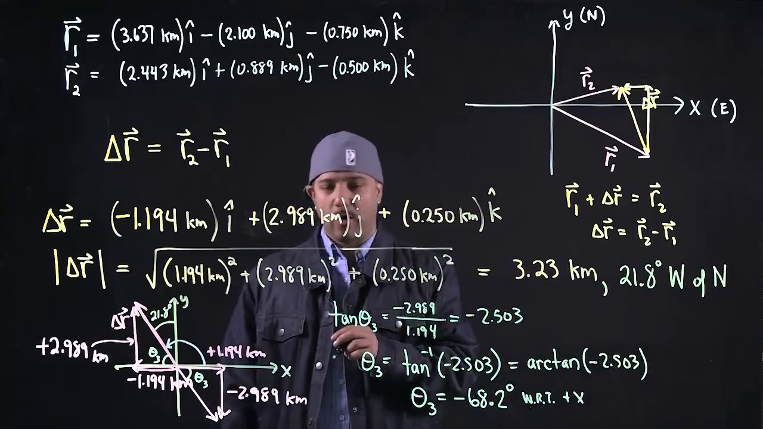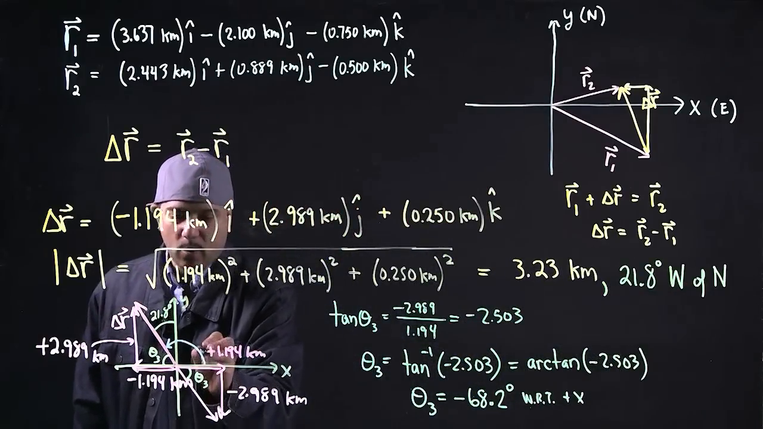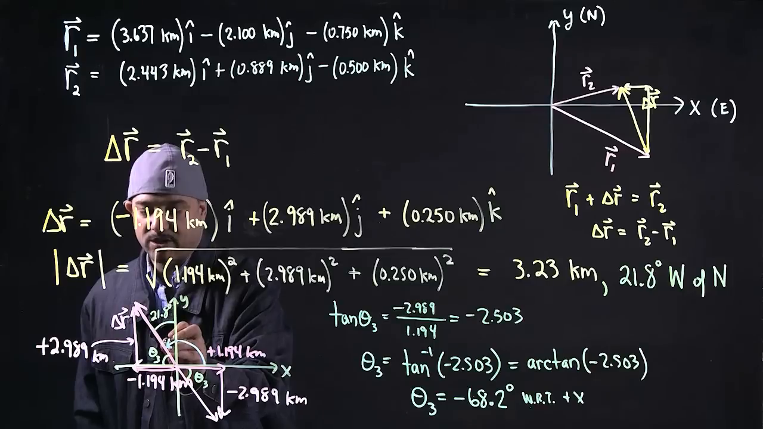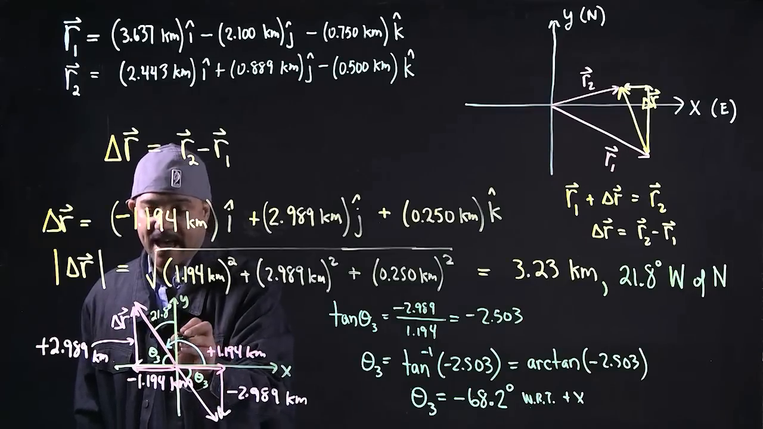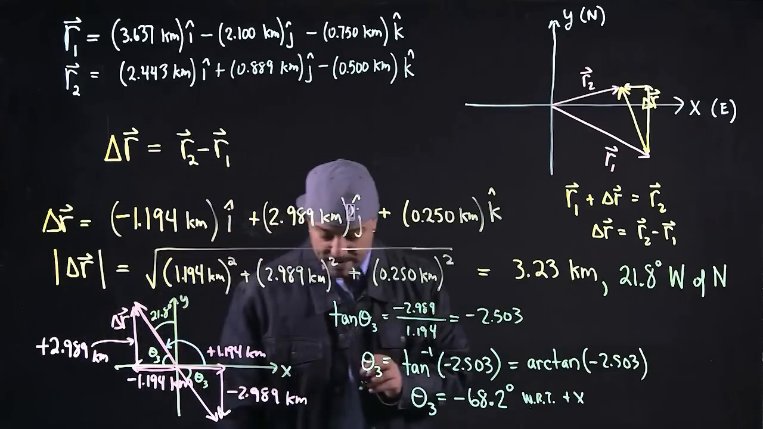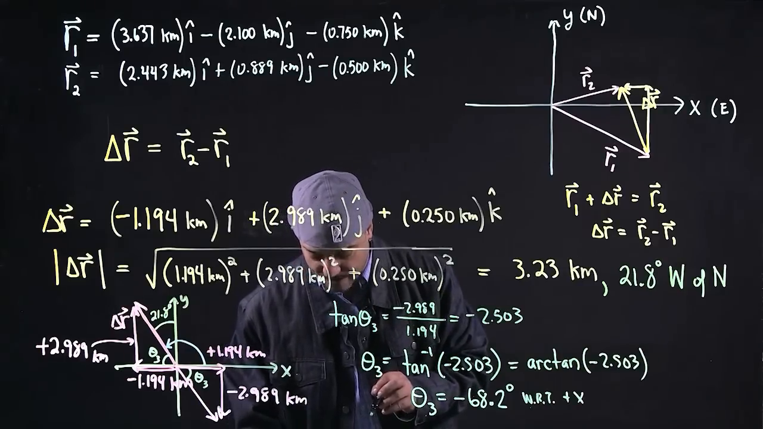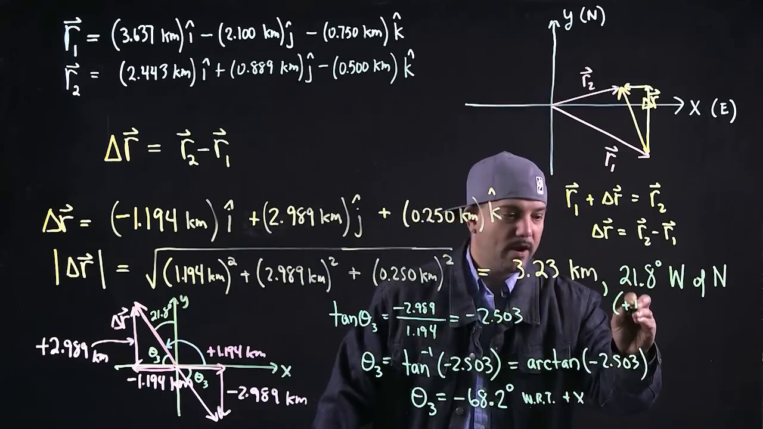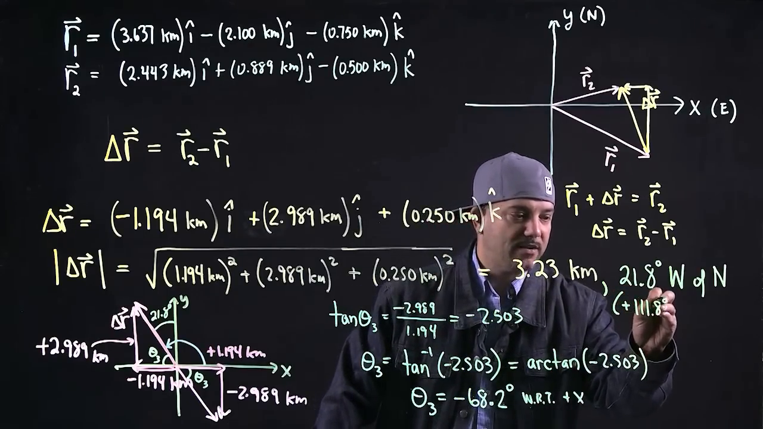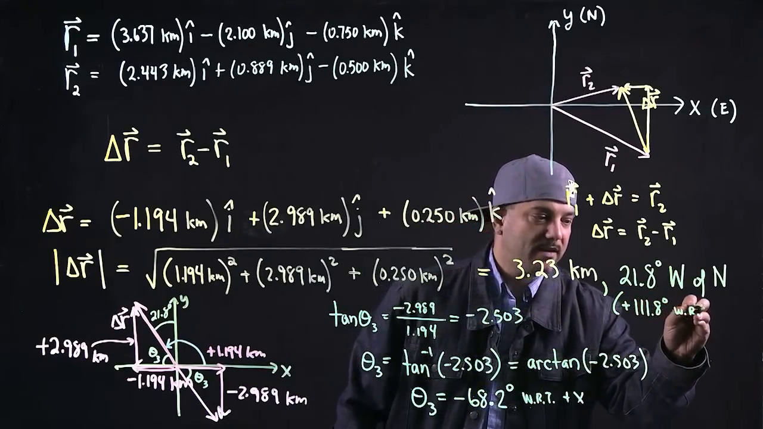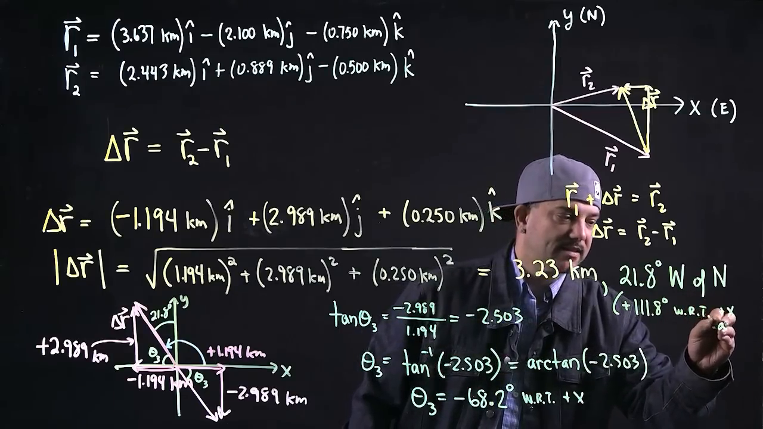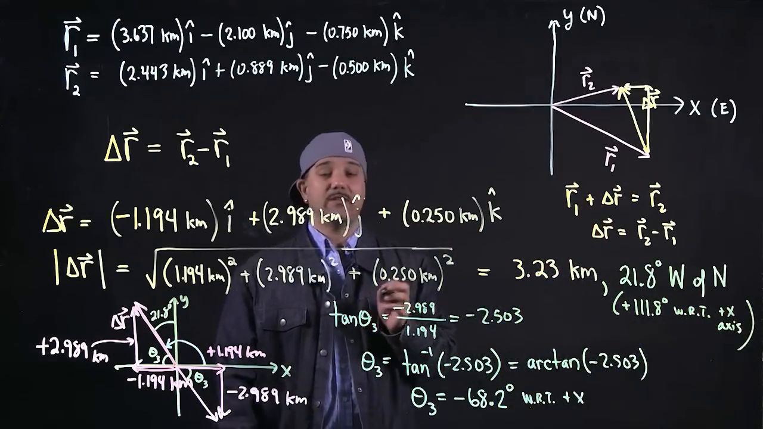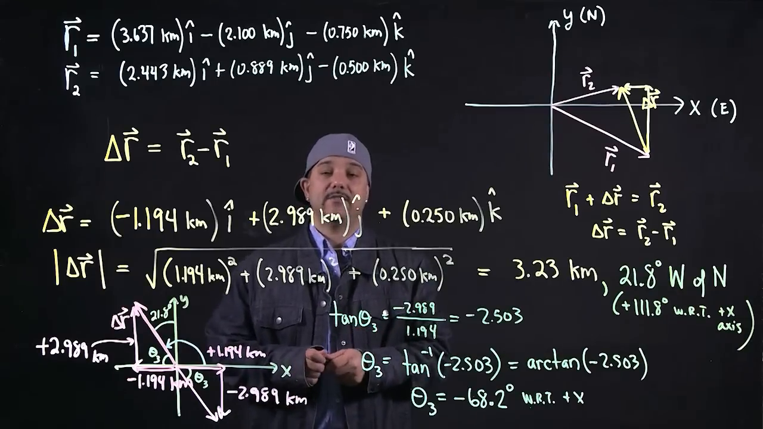We could also write that one other way. If we write this whole angle from the plus x-axis to the location of this vector, we have to add 90 plus 21.8. Another way of writing that angle is plus 111.8 degrees with respect to the plus x-axis. And so that's how you compute a displacement vector in 3 dimensions.